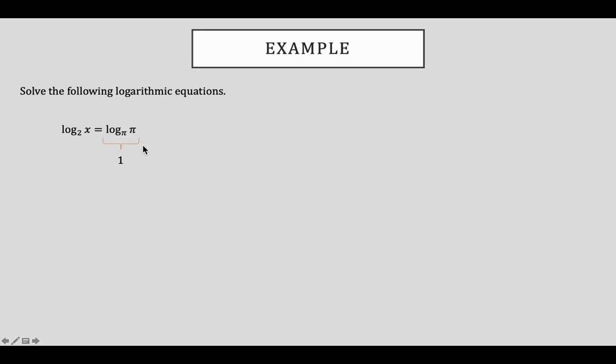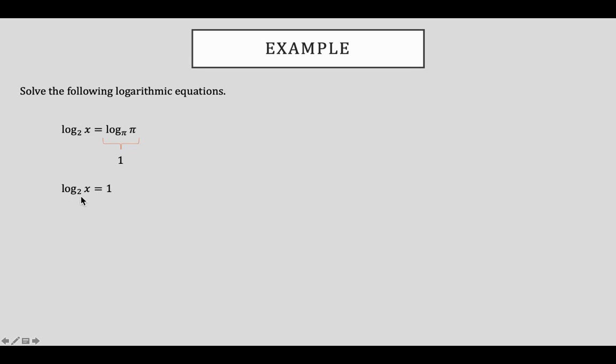Pi raised to what exponent gives me pi? Well, that's going to be 1. Pi raised to the first power is equal to pi. So this now gives me the expression log base 2 of x is equal to 1. Now that we have isolated this log, one way that we can solve is to rewrite this expression in exponential form. Here we have the equation written in logarithmic form.